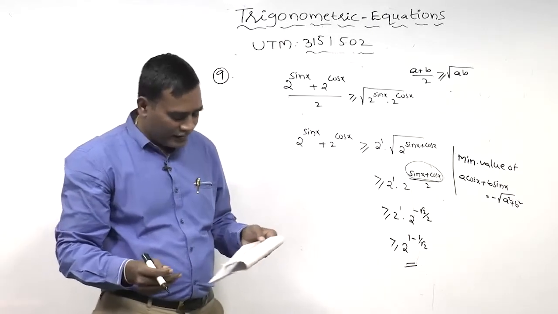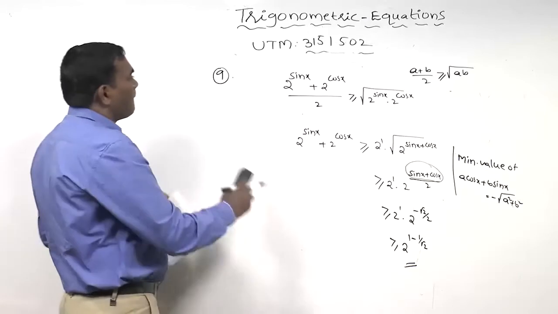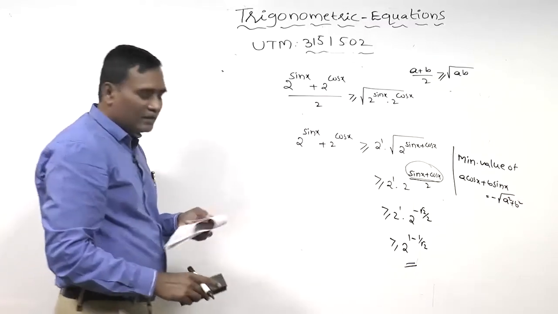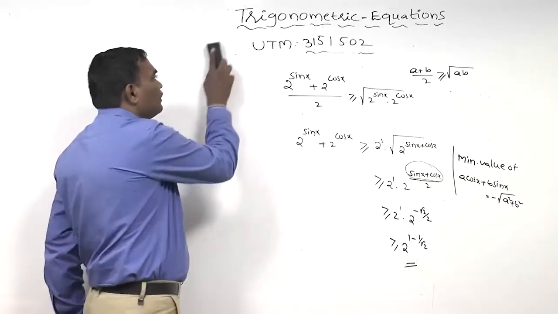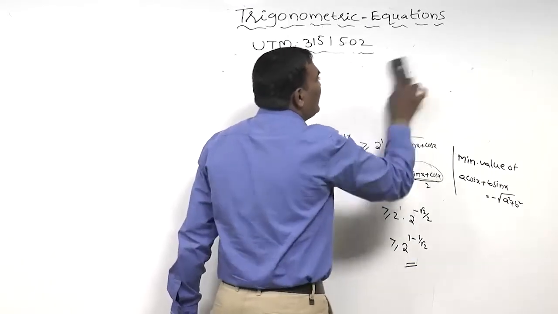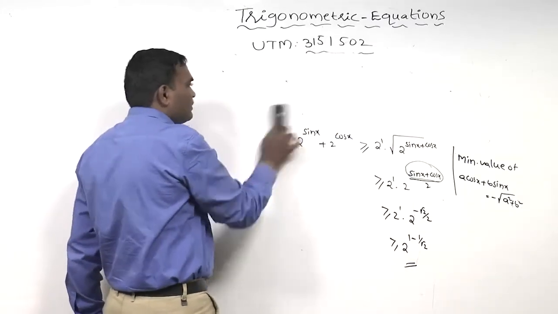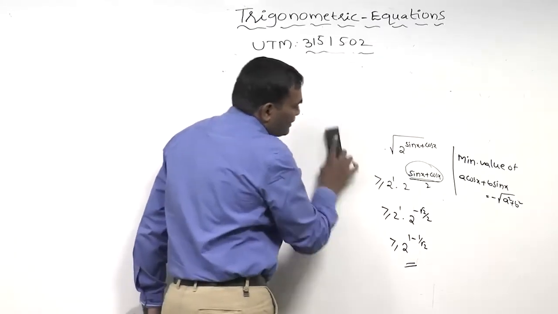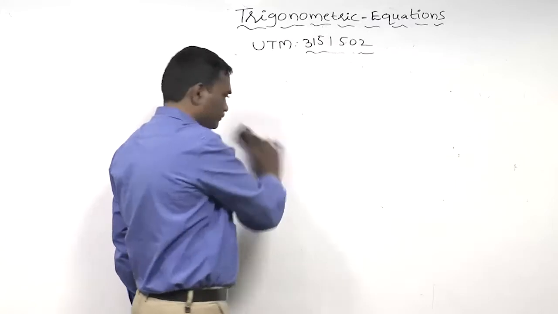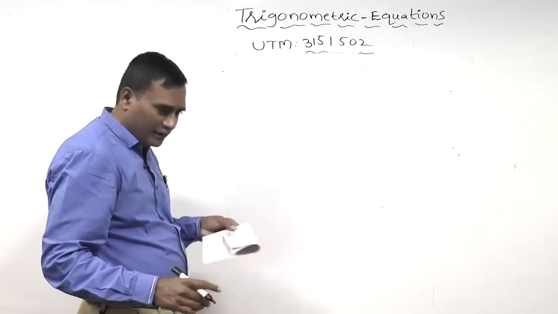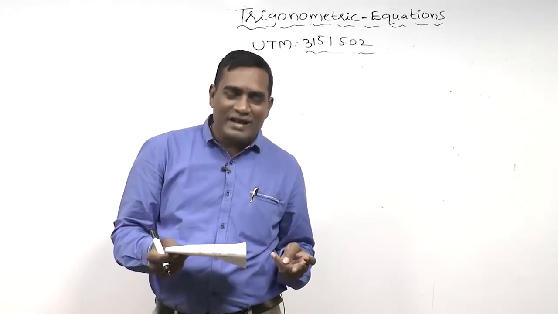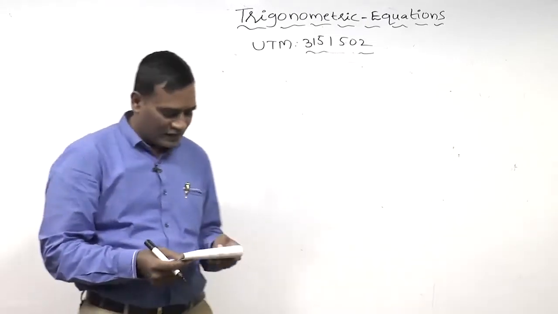Next come to the 10th question. Here we have cos 2 theta and sin 2 theta, but I want tan alpha, tan beta. So what to do? Convert cos 2 theta and sin 2 theta in terms of tan. That's it, then it is only the simplification part. What is cos 2 theta? 1 minus tan square theta by 1 plus tan square theta. What is sin 2 theta? 2 tan theta by 1 plus tan square theta.